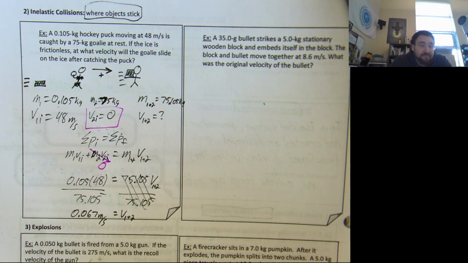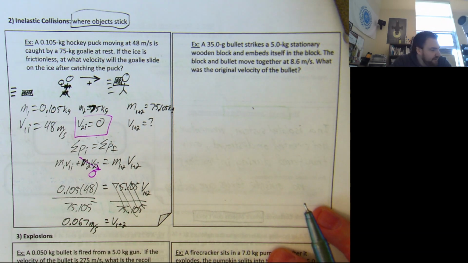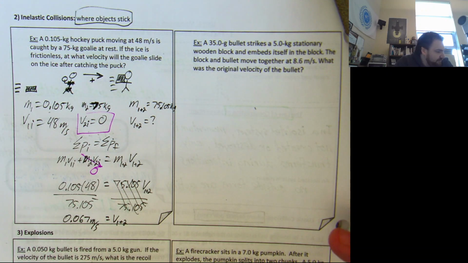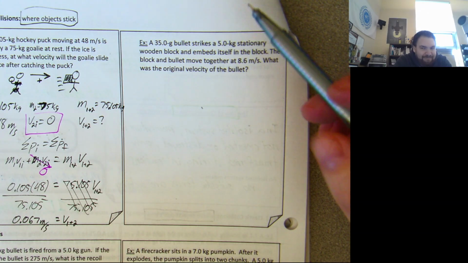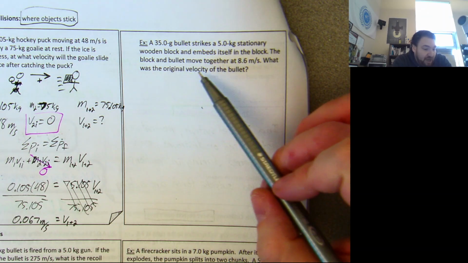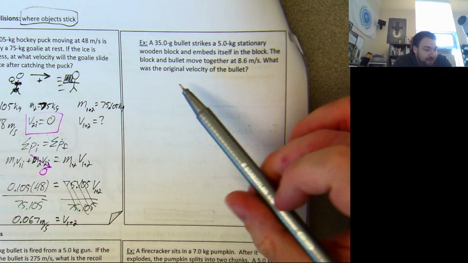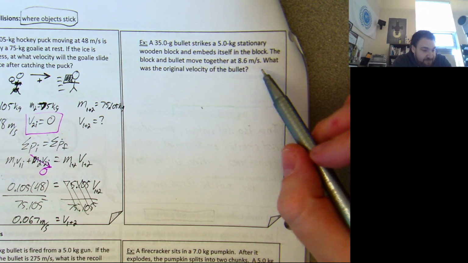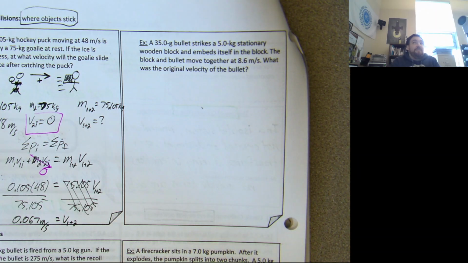Another example. Do I want you guys to do this one? I'll take it ahead. There we go. We got time. A 35-gram bullet strikes a 5-kilogram stationary wooden block and embeds itself in the block. The block and the bullet move off together at 8.6 meters per second. What was the original velocity of the bullet?